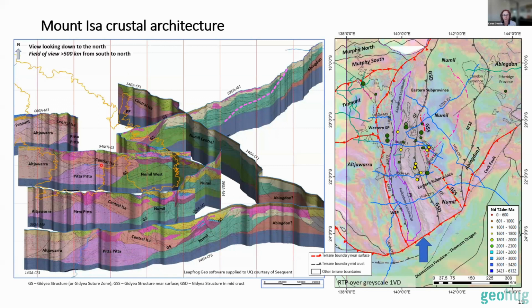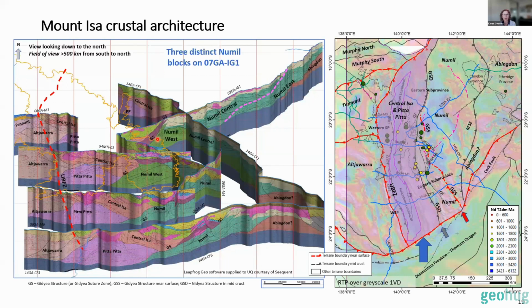So, 3D summary. This is just in Leapfrog, so the images are projected onto the seismic lines, or draped onto the seismic lines, just for a 3D overview. So we're looking to the north along the core of Mount Isa, Central Isa and Pitta Pitta. There's the Urandangi-Burketown fault zone near surface. And as I highlighted, the difference between the surface and mid-crustal depth of those structures.